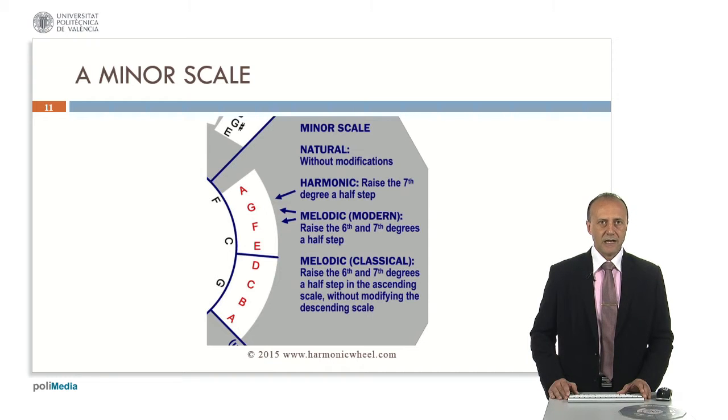In both of them, we raise the 6th and 7th degrees a half step, but this is necessary only in the ascending scale, but not in the descending one. So we have a modern version, which is very used in jazz, for example, which raises the 6th and 7th degrees, both in the ascending and the descending scale. The other version is the classical melodic scale, where the 6th and 7th degrees are raised only in the ascending scale, but not in the descending scale.